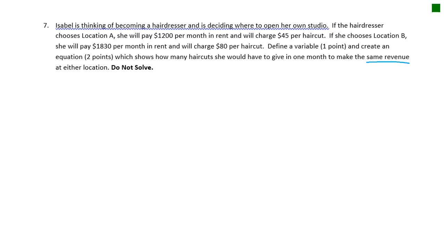So since we are creating the same revenue, at some point, no matter what location she chooses, she's gonna make the same revenue. All right, well, this is an equation. So remember they told you to write an equation that has an equal sign. That means that we need to compare locations. Location A goes here, and location B goes here.